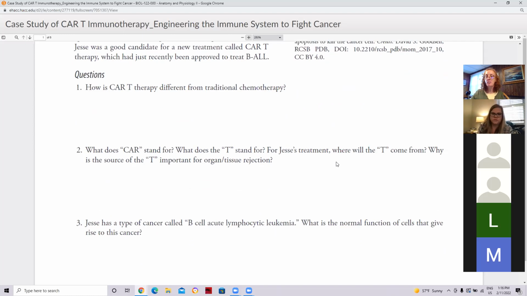Bone marrow? So I would assume that they're going to culture them from the bone marrow. Why is the source of the T important for organ tissue rejection? Do they have to come from him, or could they come from anybody? Well, it would be best to come from him. Why, Becky? Because I think I could give him some bone marrow pretty easily. Why does it have to come from him? So your body doesn't reject it.